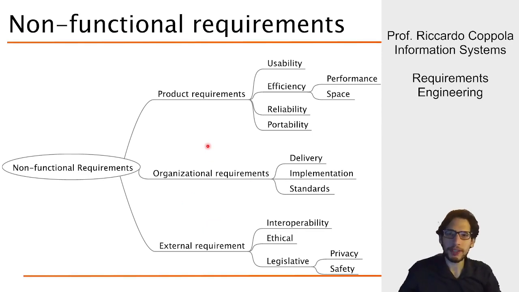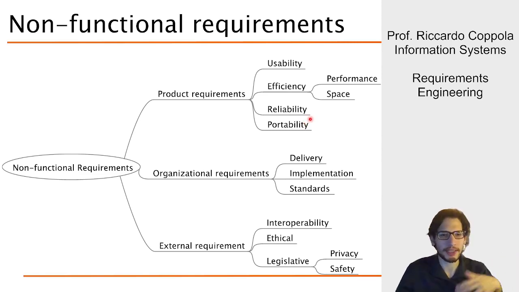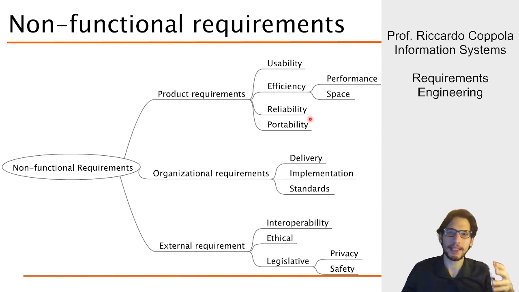So we can have product requirements that are related to the product that I am creating. I can talk about the efficiency of the product, the reliability of the product, the usability, so how easy it is to use it, and the portability. So maybe I have to use the same application on both Android and iOS. That becomes portability: how easy it is to use the same system in multiple places.